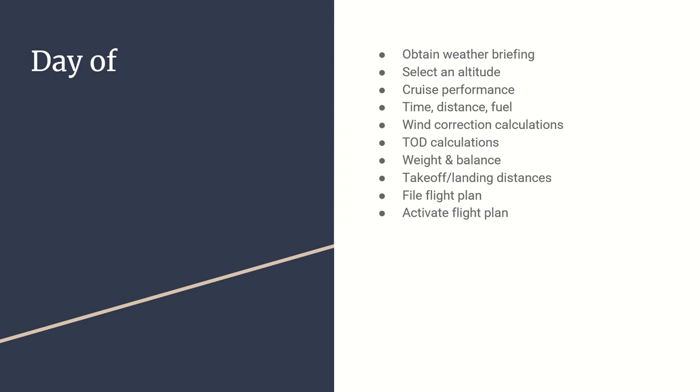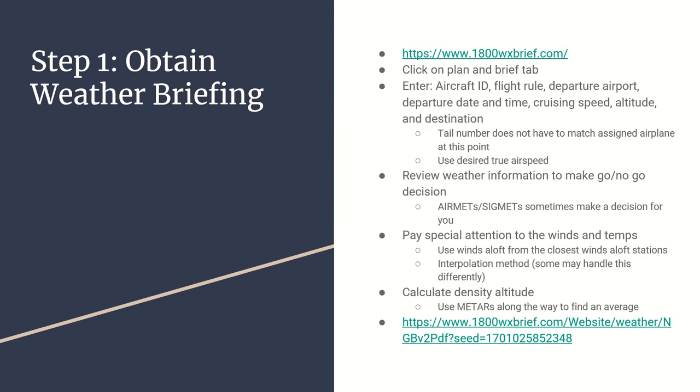We can do wind correction calculations. We can figure out where the top of descent is supposed to go. Weight and balance, we can figure that out finally. And then distances, and then we can file the flight plan. And then when we are leaving, we can activate the flight plan. Okay. So, like I said, all of this depends on the weather, so that's the very first thing we are going to do.